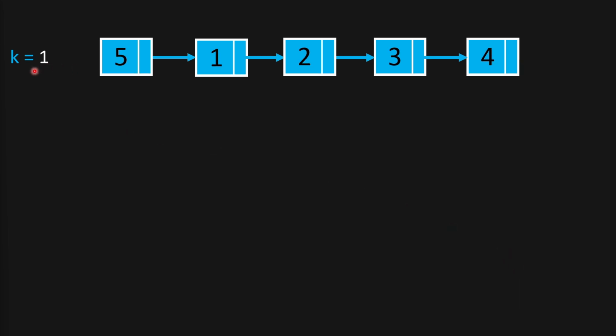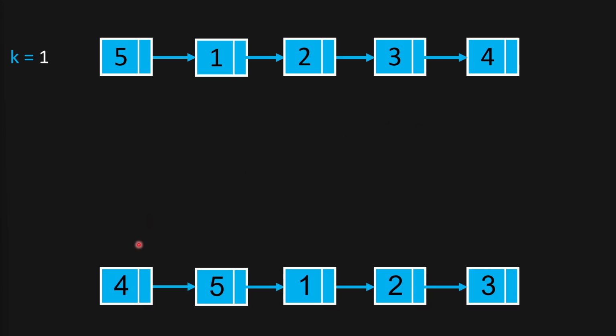Again, k is 1, meaning we only have to rotate this once. But even if k was 3, we're going to repeat this process 3 times. So it's going to be the same thing. So now our k is 1, so we have to rotate this once. If we do that, we're going to get this, like so. 4 is pointing to 5, 5 is pointing to 1, 1 is pointing to 2, and 2 is pointing to 3. Currently, our 4 is our tail, and our 5 is our head.